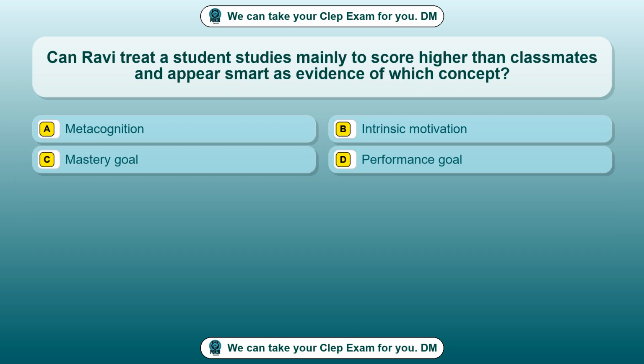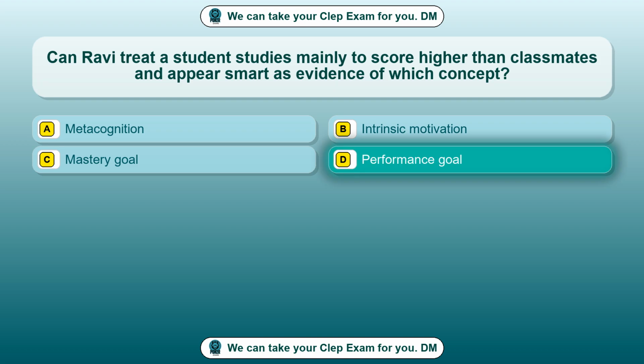Question 29. Can Ravi treat a student studies mainly to score higher than classmates and appear smart as evidence of which concept? Option A, metacognition. Option B, intrinsic motivation. Option C, mastery goal. Option D, performance goal. The correct answer is option D, performance goal.